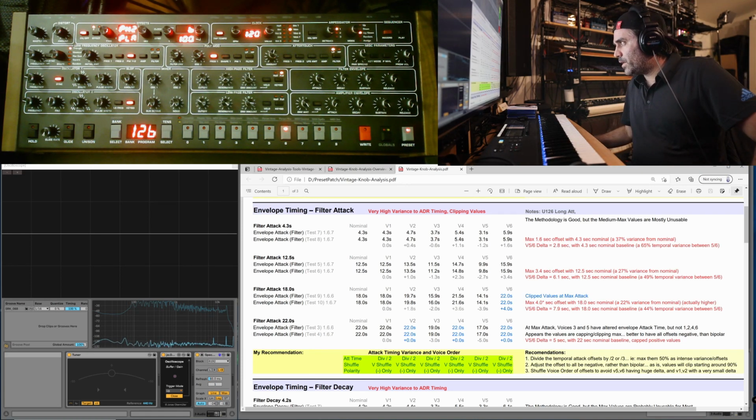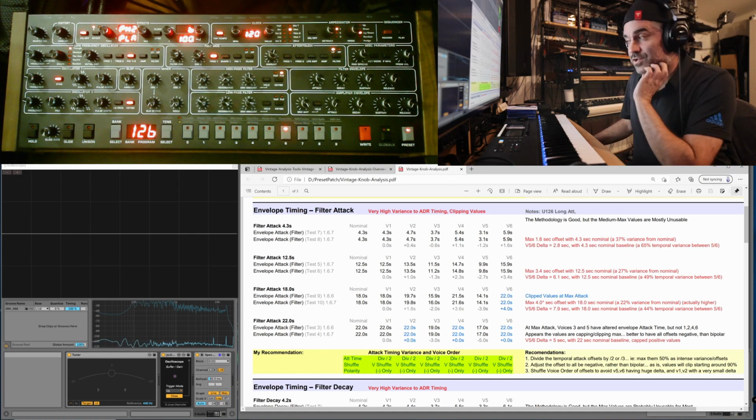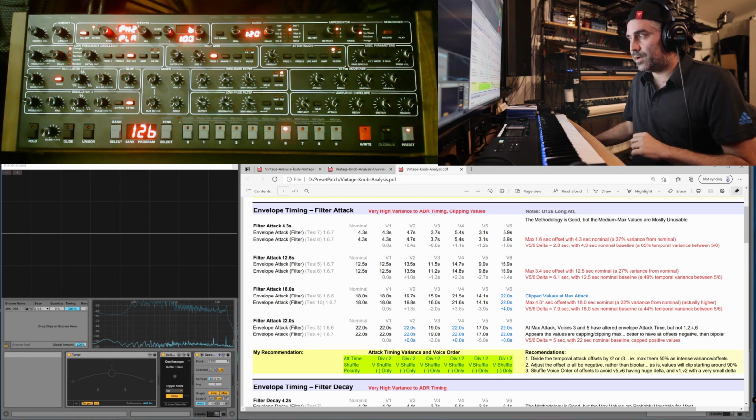And then the last thing, I didn't mention this. So these values in blue here, this is another issue with the attack, decay, release timings, is that these values in blue are essentially clipping as far as I can tell. And probably the math within the vintage knob wants to push these values higher, but they're clipping at the maximum attack time of 22 seconds.